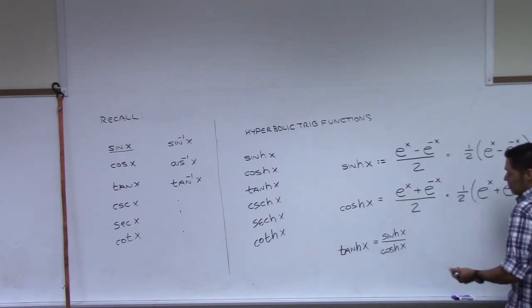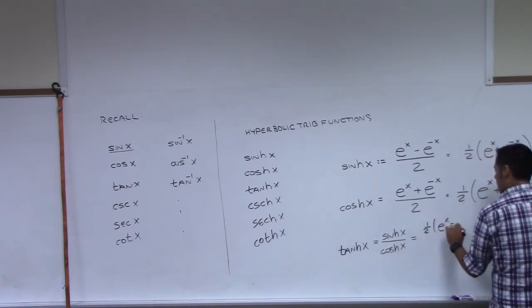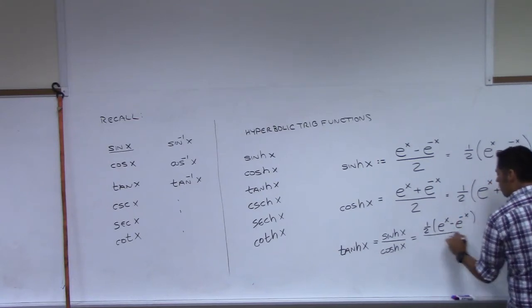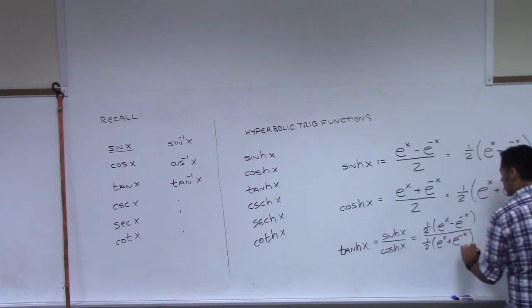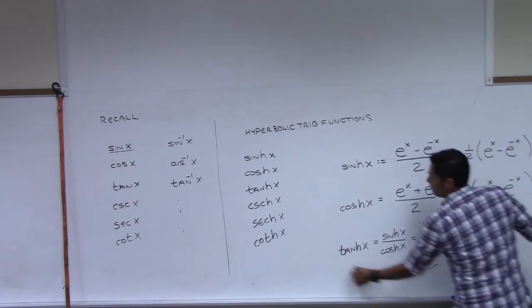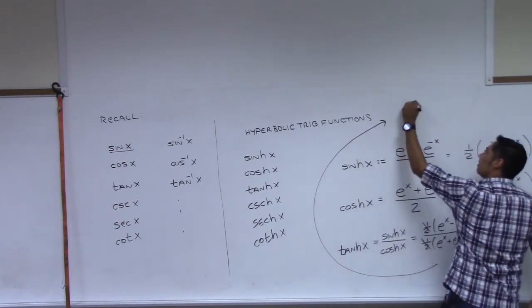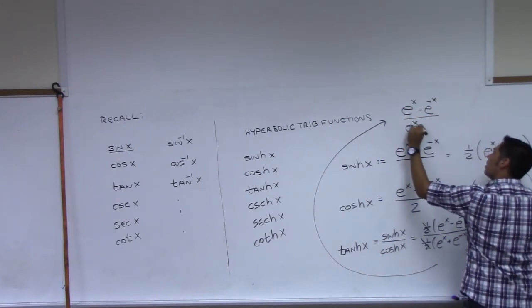Now, if we had to do this mechanically, wouldn't this be 1/2 e to the x minus e to the negative x over 1/2 e to the x plus e to the negative x? That's what sine and cosine are. And if we cancel the halves, which we're allowed to do, then we just get e to the x minus e to the negative x over e to the x plus e to the negative x.